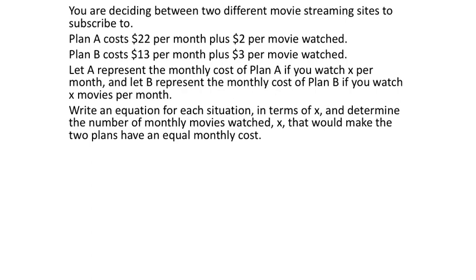You are deciding between two different movie streaming sites to subscribe to. Plan A costs $22 per month plus $2 per movie watched. Plan B costs $13 per month plus $3 per movie watched. Let A represent the monthly cost of Plan A if you watch X movies per month. And let B represent the monthly cost of Plan B if you watch X movies per month. Notice they're using the same X there, right? X is movies per month that we're watching. Then write an equation for each situation in terms of X and determine the number of monthly movies watched, X, that would make the two plans have equal monthly cost.